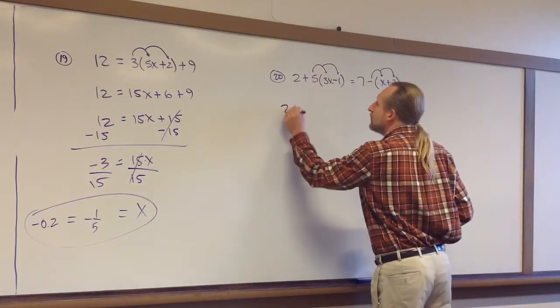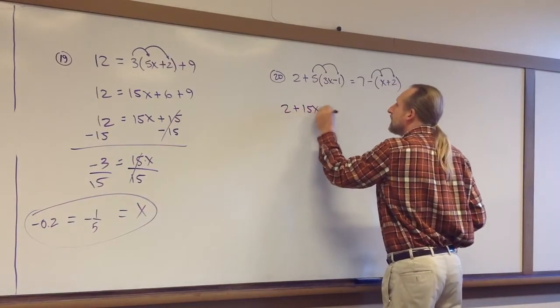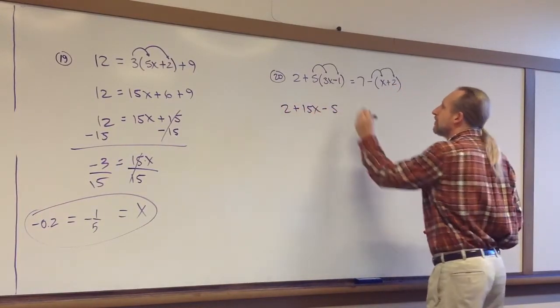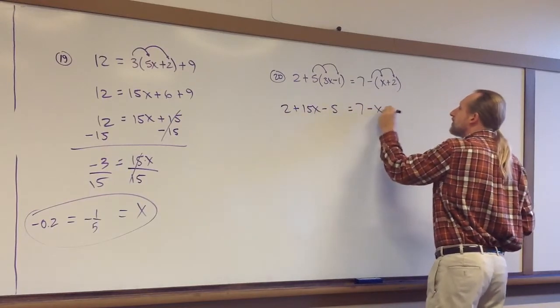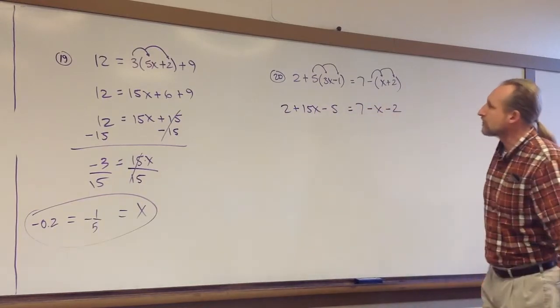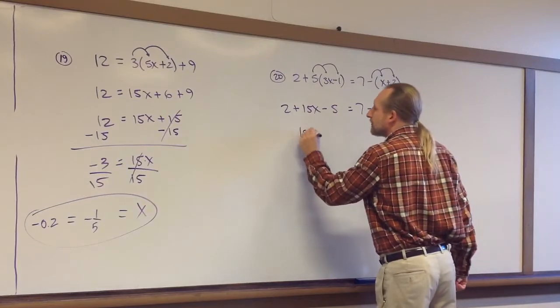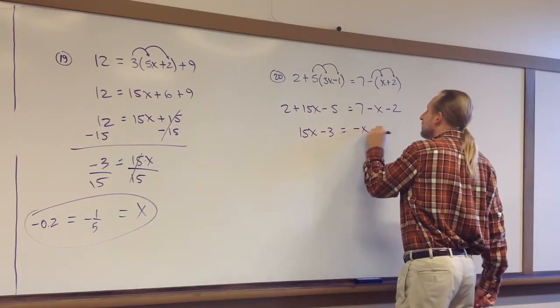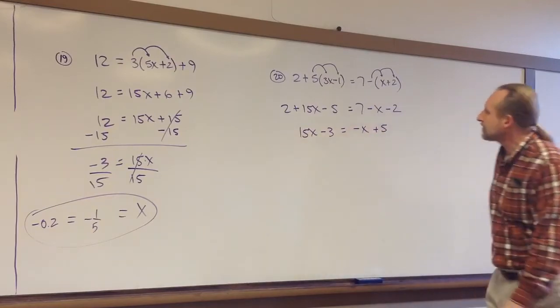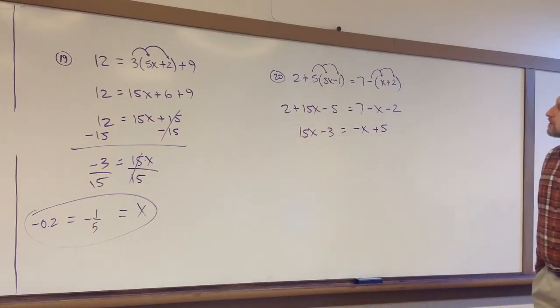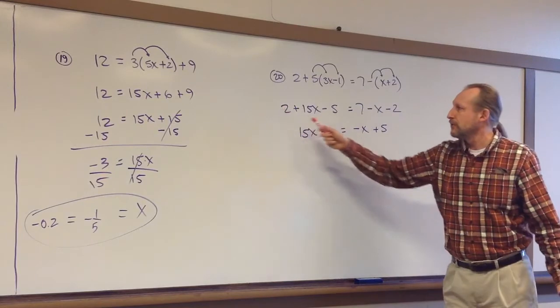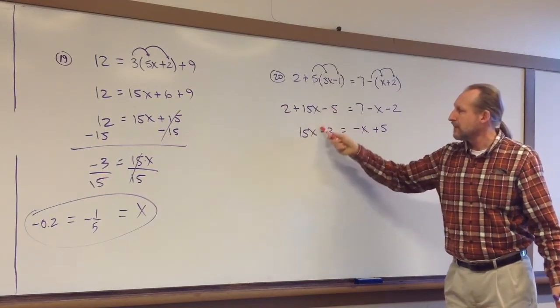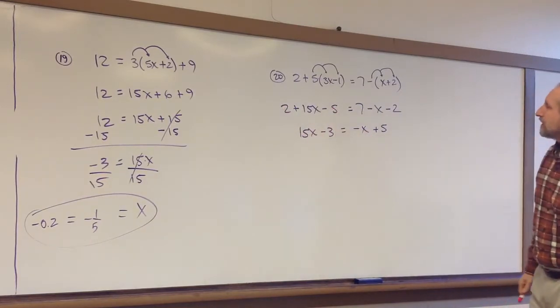So, 2 plus 15x minus 5. Over here, 7 minus x minus 2. Okay, so this is 15x minus 3 equals negative x plus 5. Okay, right? This is a positive 2. This is a negative 5. Together they make negative 3.